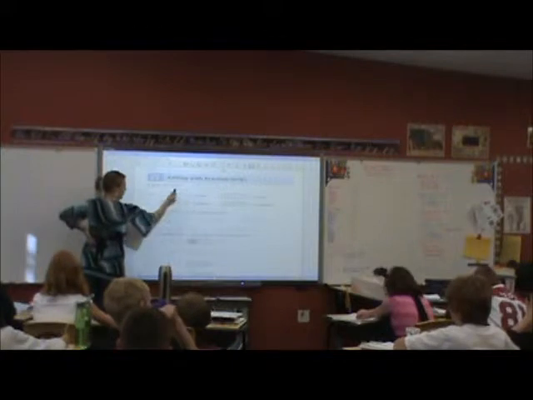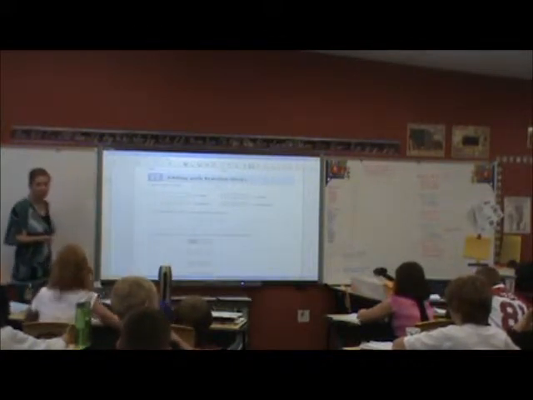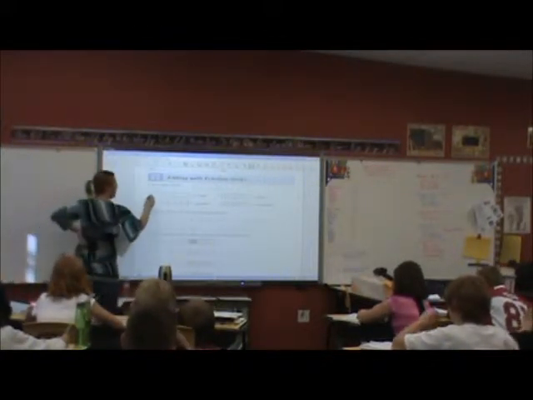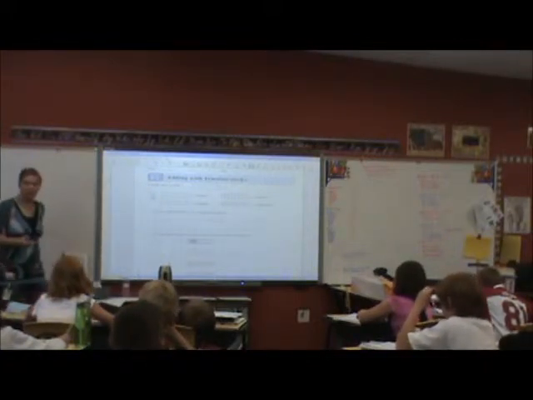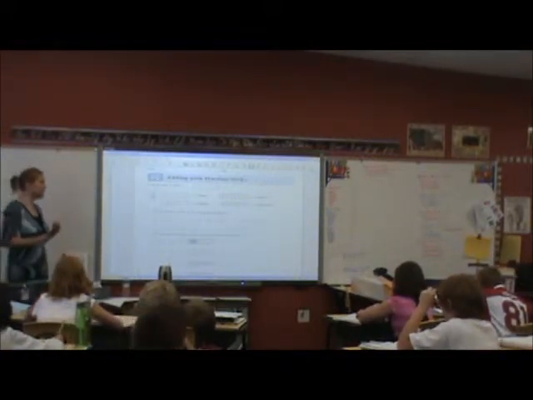For this picture, what number is going to go on the bottom of our fraction? What's going to go in our denominator? 2. How did you know 2? Because there's 2 total pieces.